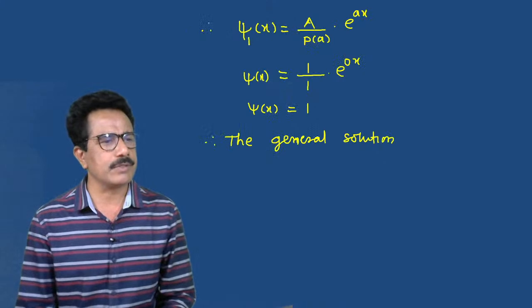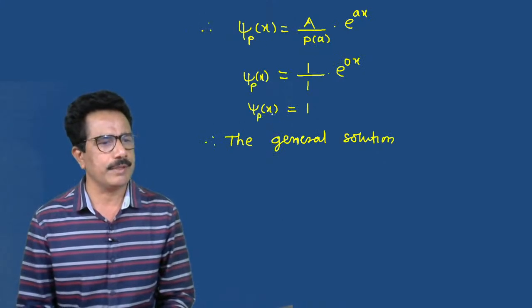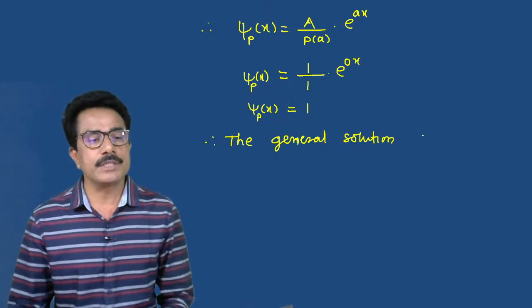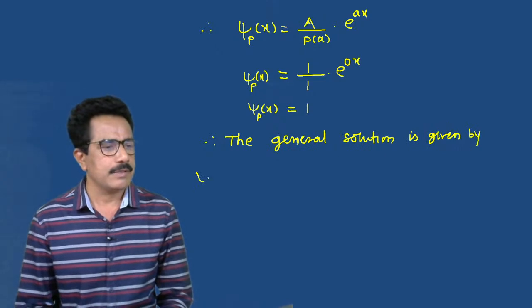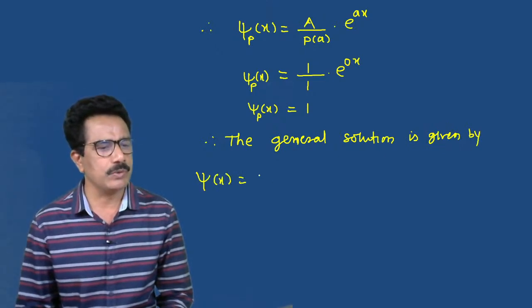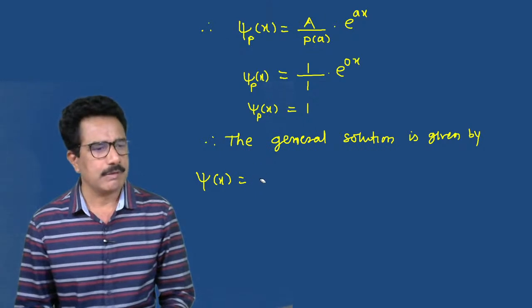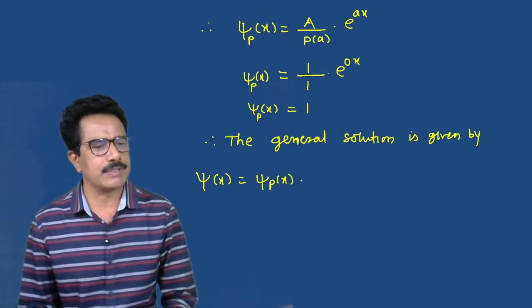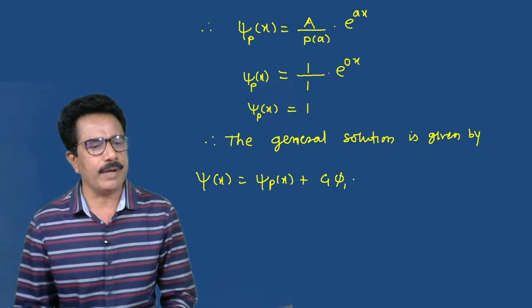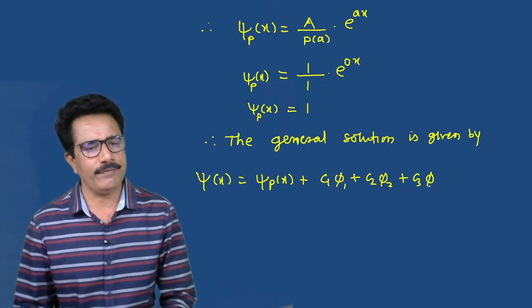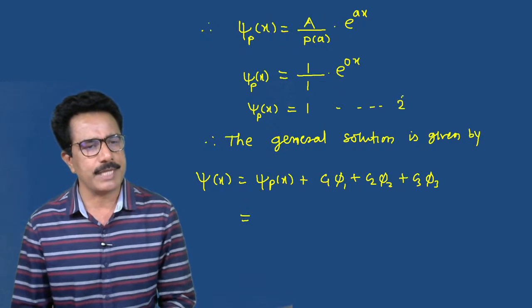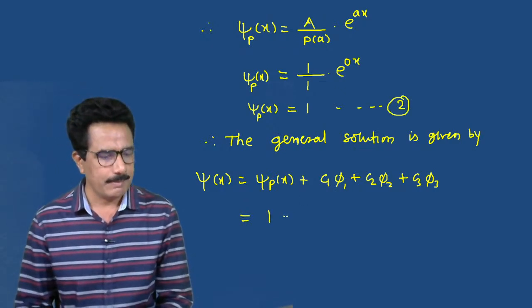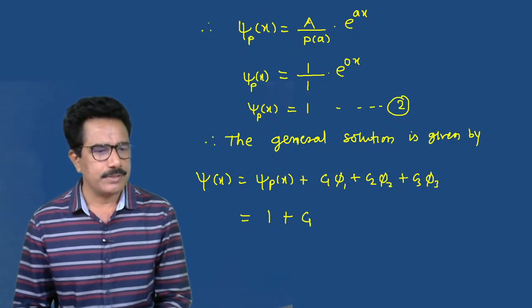So that particular solution psi p is equal to 1. Therefore the general solution is given by psi of x is equal to psi p of x plus c1 phi 1 plus c2 phi 2 plus c3 phi 3. So psi p, suppose this is equation number 2, gives a value 1 plus c1 phi 1.